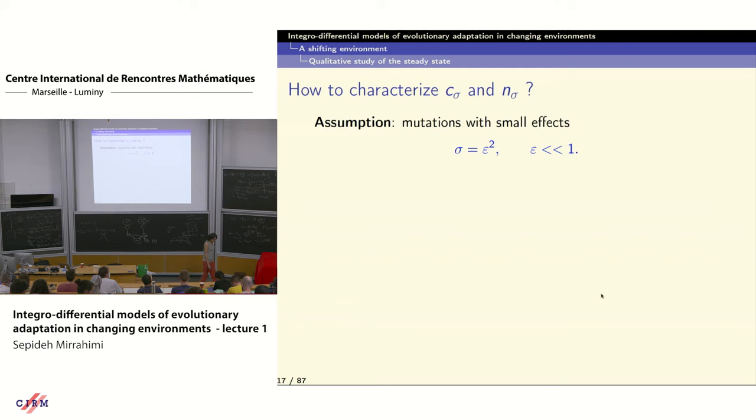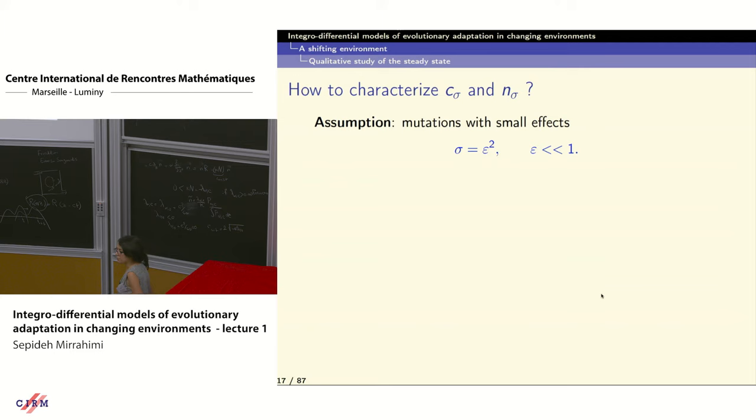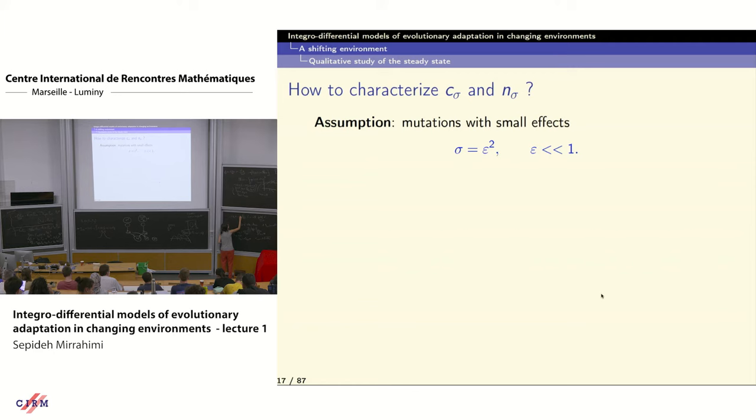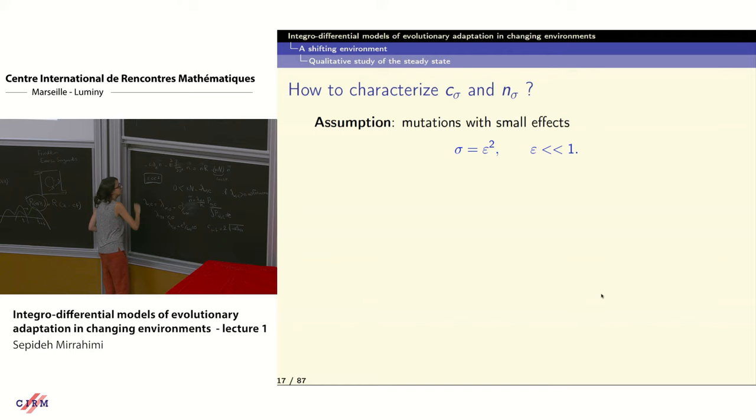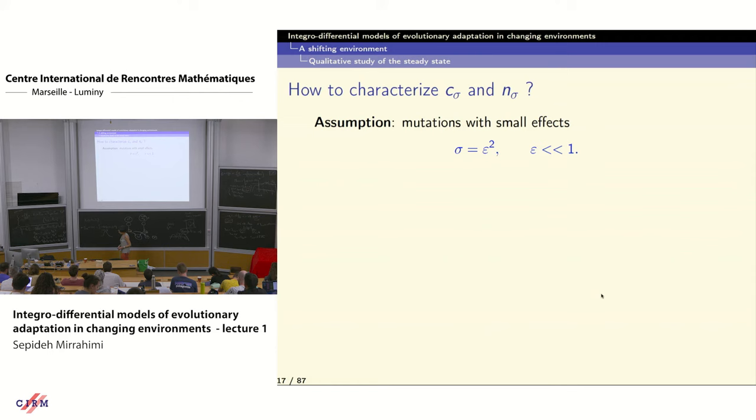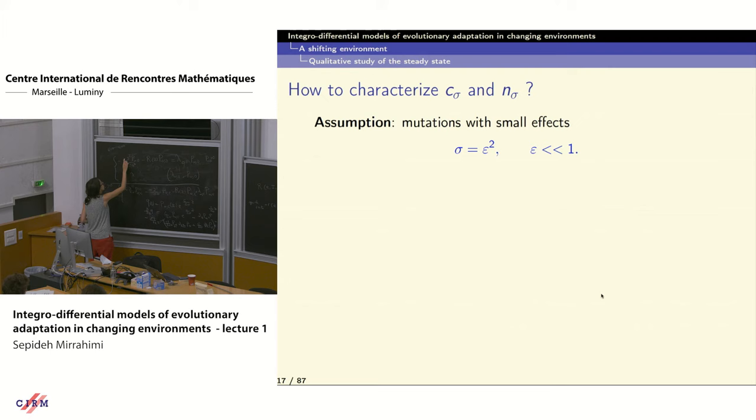And to be able to say something on that, we will make some assumption, that is that the mutations have a small effect. And for that, I will replace my sigma by epsilon squared, where epsilon is a small variable. Okay, so I'm considering a small mutation step. But I should be careful, because in this problem, if sigma is small, then lambda sigma zero would be still order of one.